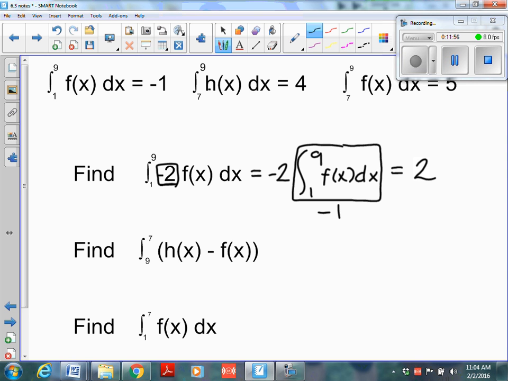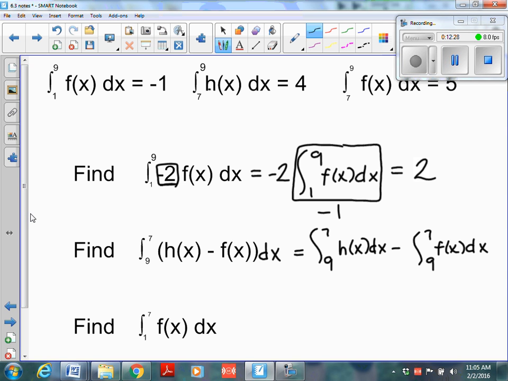Okay, the second one, sorry, I forgot my dx. Bad. Okay, all it says is the next property is separate them: the integral from 9 to 7 of h of x dx minus the integral from 9 to 7 of f of x dx. Remember the definition? You can separate adding and subtracting, but you cannot separate multiplication and division. You'll know why, like I said about multiplication and division.